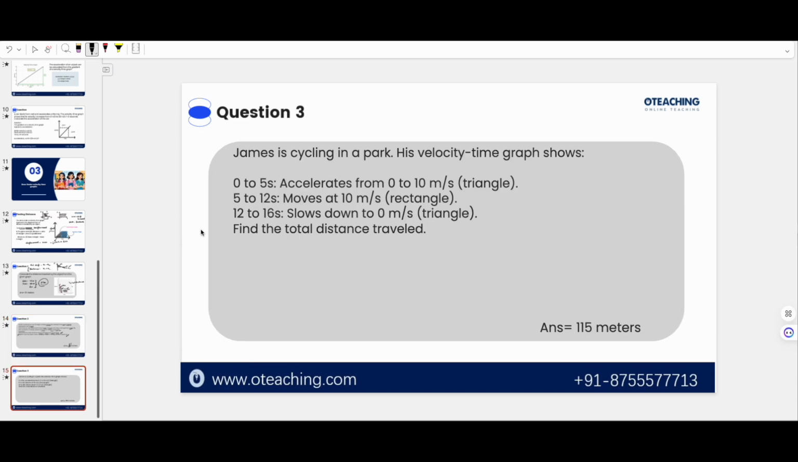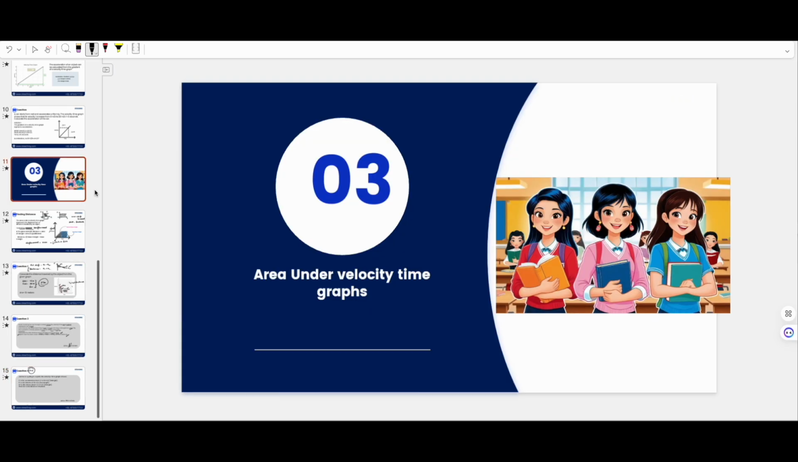Now, the next question. Please do take a screenshot of this question and solve it as your homework. I hope you people are clear with this question. The topic: the area under the velocity time graph.